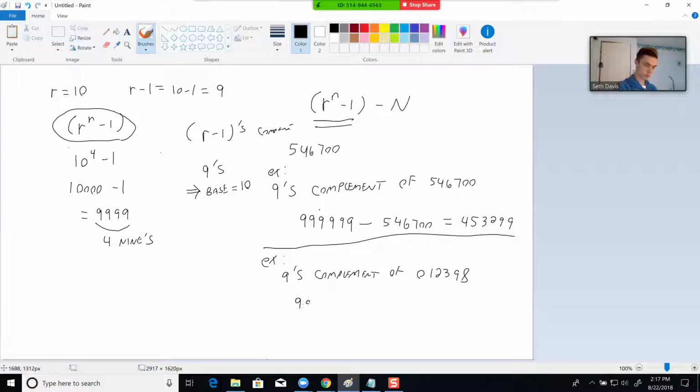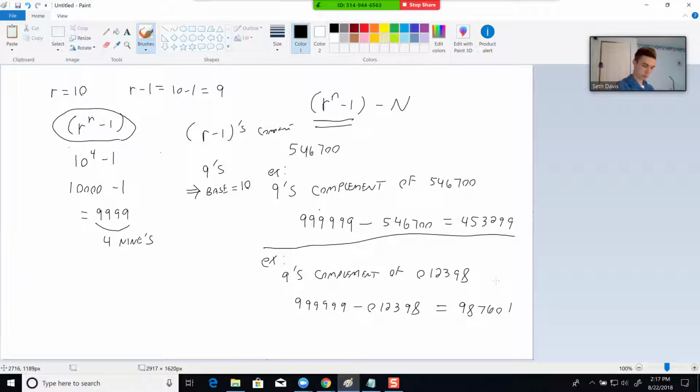So we're going to have six 9's, and we're going to subtract that number, which then gives us 987,601. Good on that one? Okay. That's how you find the 9's complement, specifically focused on the diminished radix.